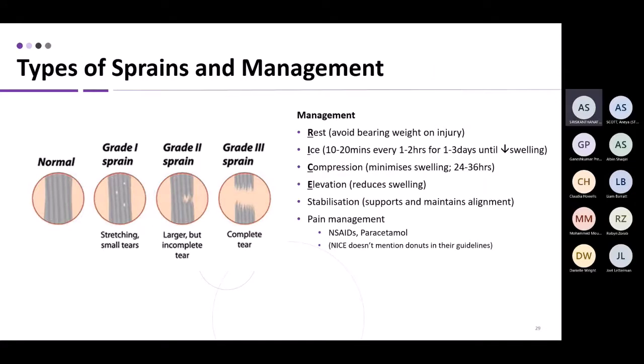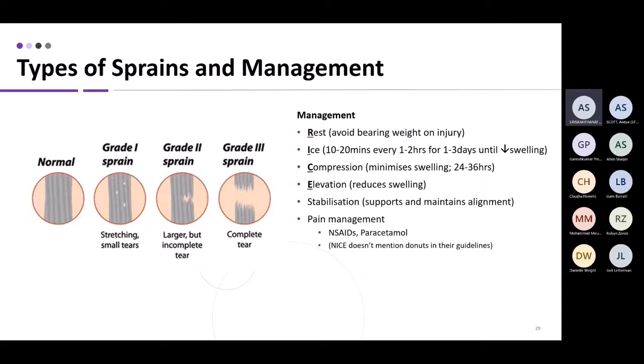Cool. So I think this is the last little bit for this part. So just going through the different types of sprain and management. So this is your normal ligament. This is your grade 1 sprain, where you've got some stretching, tiny little tears in there. You'll have a bit of pain, a bit of inflammation, but it won't be too bad. Grade 2 sprains, where it's almost like it's torn through, but it's incomplete, so it's still intact. It'll be quite painful. It'll be very inflamed. You'll have a lot of swelling around the joint, but it can kind of scaffold itself.